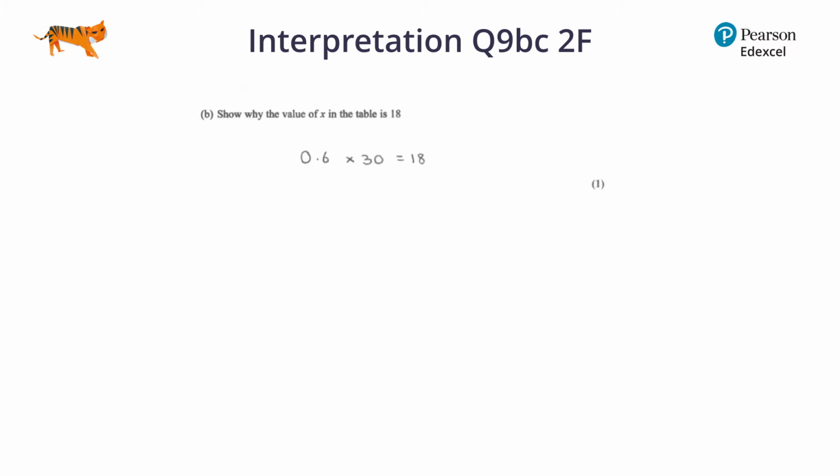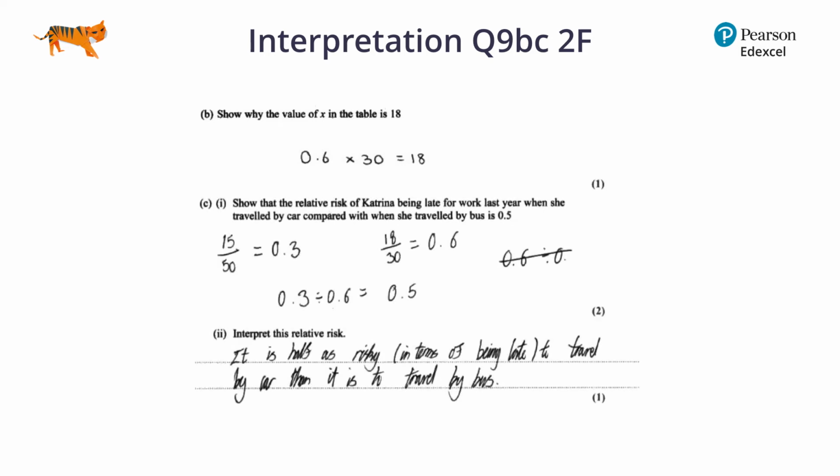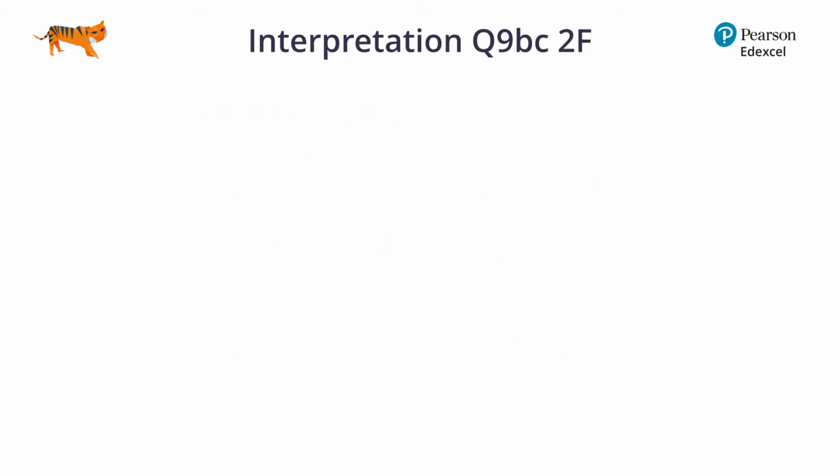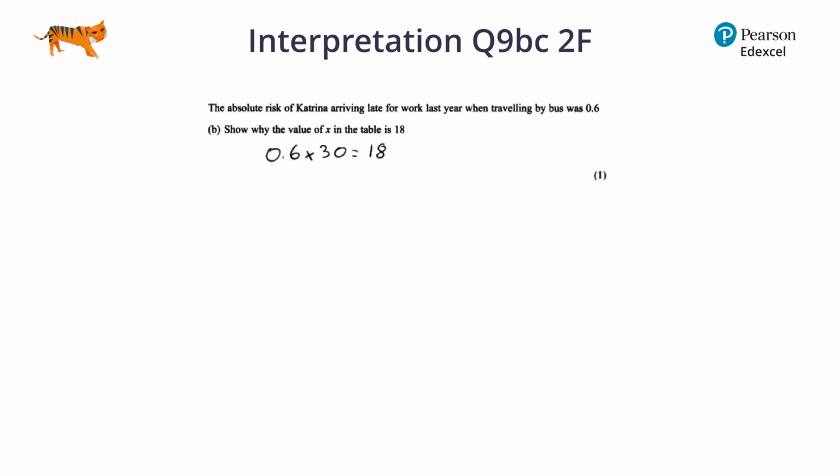This first response was given 1 mark in part B for the correct calculation shown to get an answer of 18. C part 1 was given 2 marks as they have the correct calculation. In part 2, they have a fully correct interpretation of risk, stating that it is half as risky to travel by car than by bus, and this was awarded 1 mark. This next response was awarded 1 mark in part B for a correct method.